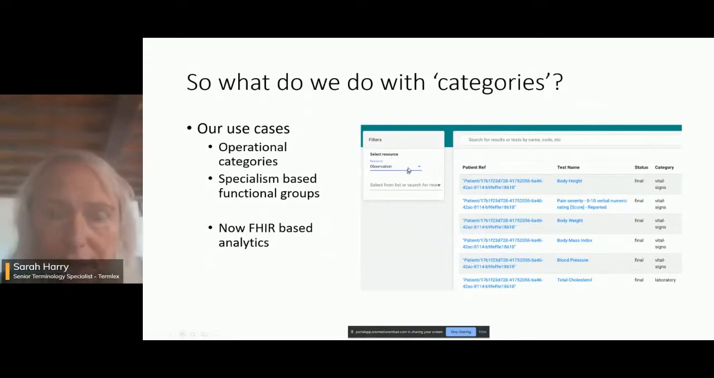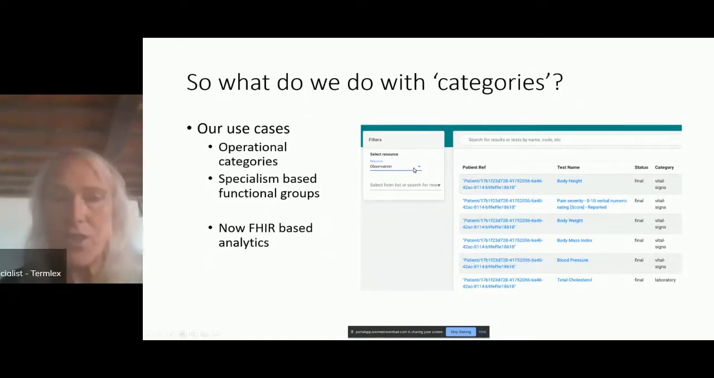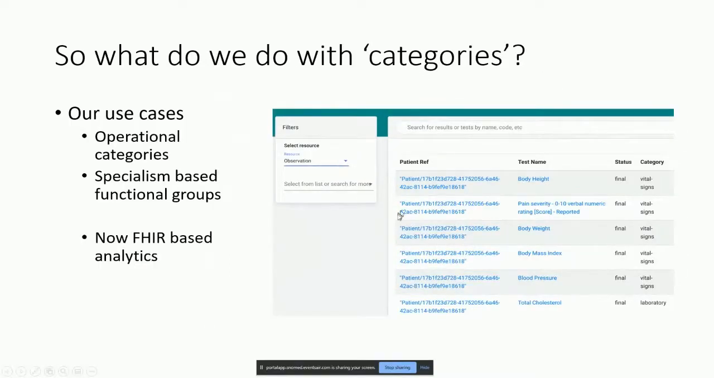What we can do is take an observation profile here, which would be the case, obviously, for laboratory results. Here we've got some patient IDs and some vital signs information, and at the bottom a total cholesterol as well. So we're showing, from the categories, a range of results for these patients, or that patient. It could be an individual patient.